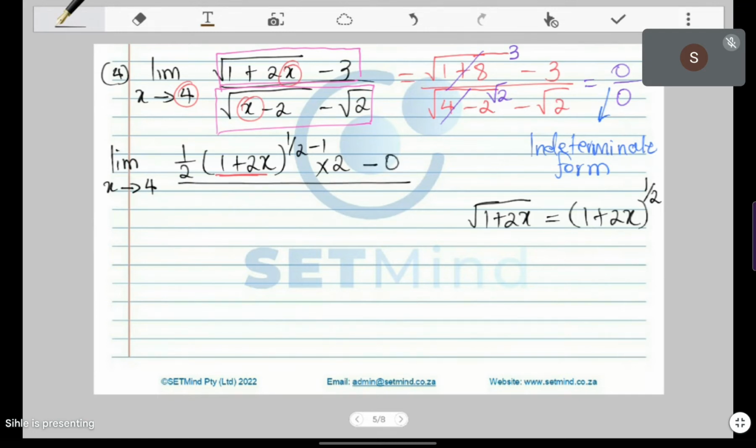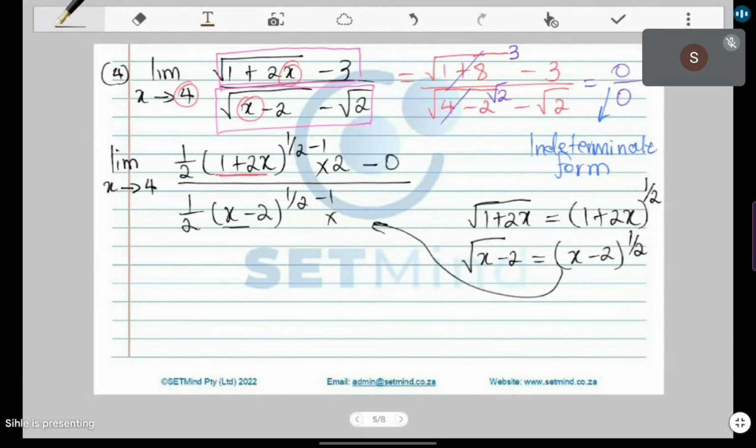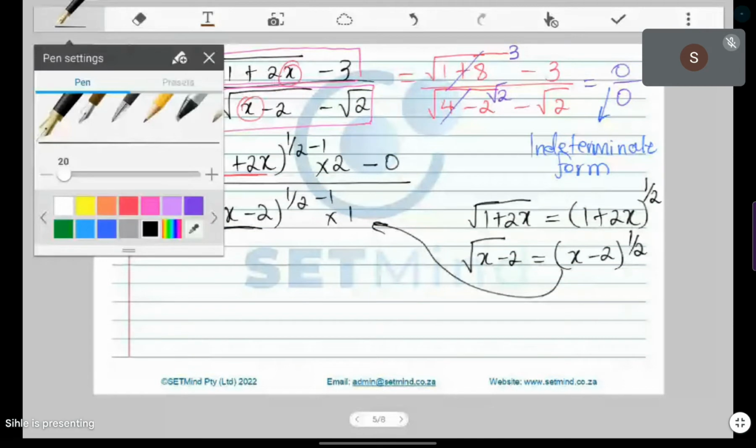Divided by, we do the same there. So square root of x minus 2, that I'm going to write as x minus 2 to the power of 1 over 2. So if I derive this part, I'm going to have the 1 over 2 coming here, x minus 2 to the power of 1 over 2 minus 1. Then multiply by the derivative of what is inside here, which is going to be 1. Okay, cool.